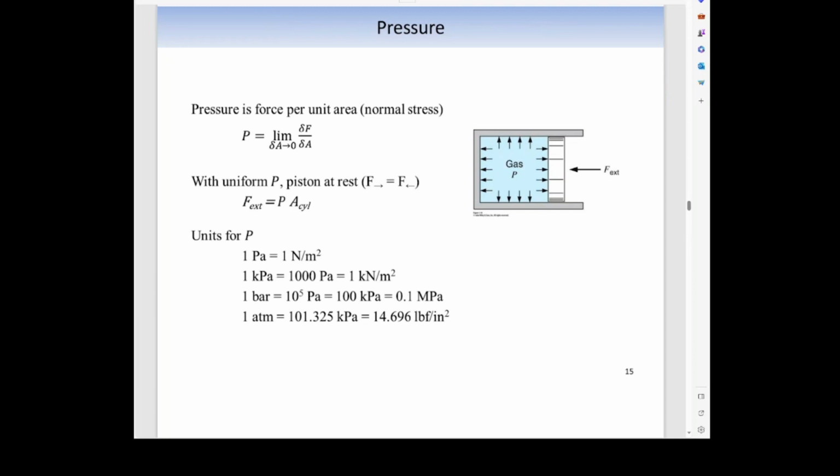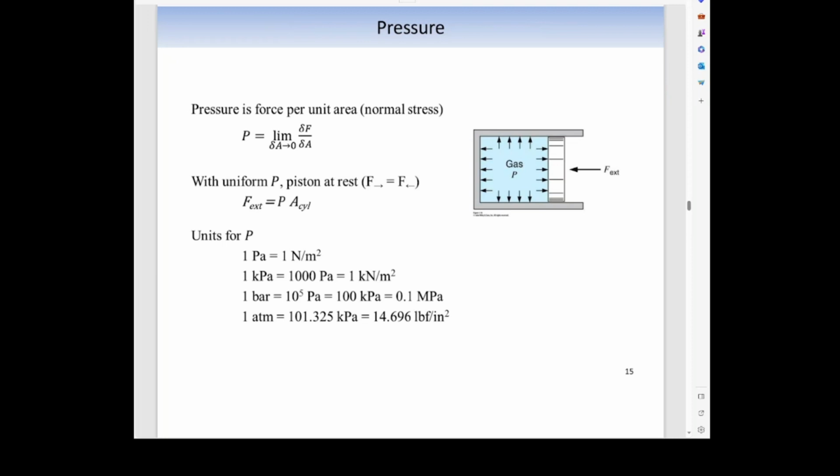Okay. Now, when you have an enclosed volume like this, you're going to find that the pressure is the same in all directions. Okay. When you have a gas inside that chamber, or inside this enclosed volume, I should say. Okay. So here's the formal definition of it. It's a limit of delta F over delta A, where this is force and this is cross-sectional area, as delta A goes to zero. Okay. Now, typically in this class, we're going to be dealing with uniform pressure.